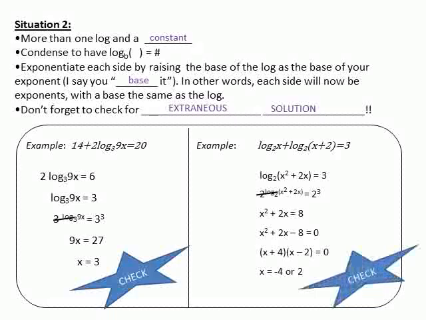Don't forget to check your solution. This is where we really have a lot of trouble, in not checking our solutions. If we plug in that -4, we get log base 2 of -4. Right there we have a negative. Also, if we check the next term, we get log base 2 of -4 plus 2, which is also a negative. So we have negatives in our logs, which we know is not allowed. So -4 would be an extraneous solution.